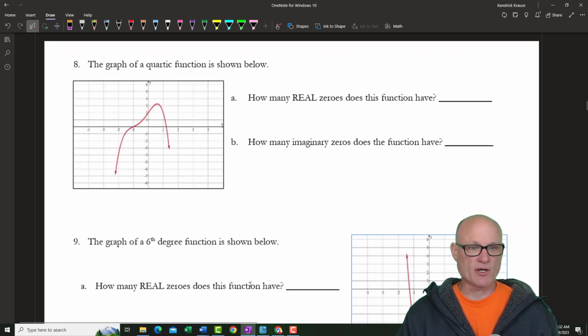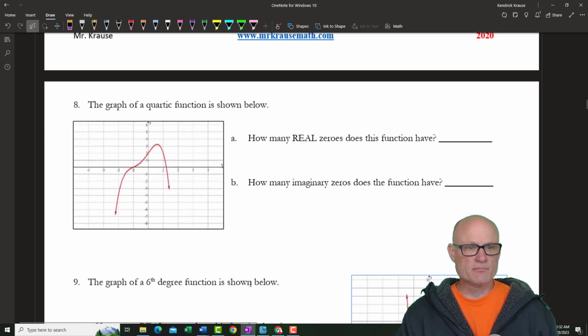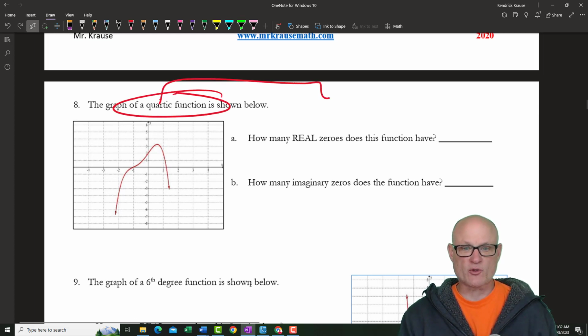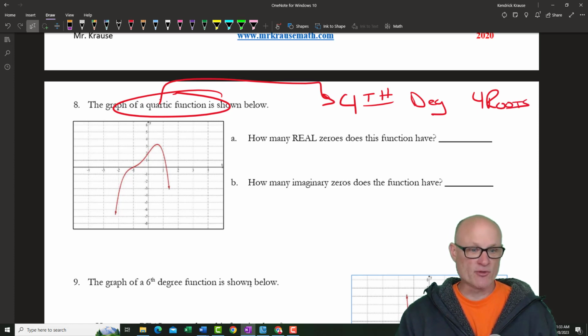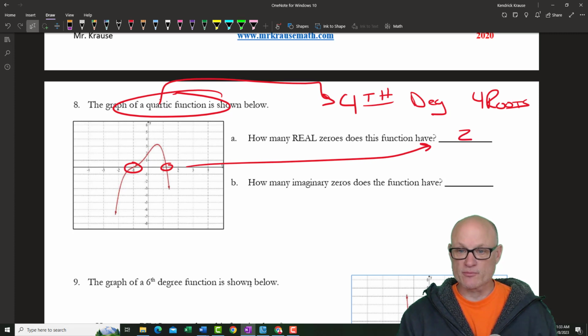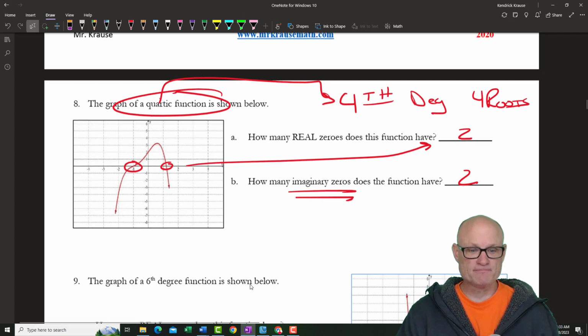Here we go. Very simple question. The graph of the quartic function. What does quartic mean? Quartic means fourth degree. So it's a quartic function. That means there should be 4 roots. I only see 2, and those are the real roots. Therefore, how many imaginary zeros or roots does it have? 2. That's it. You got to have 4.